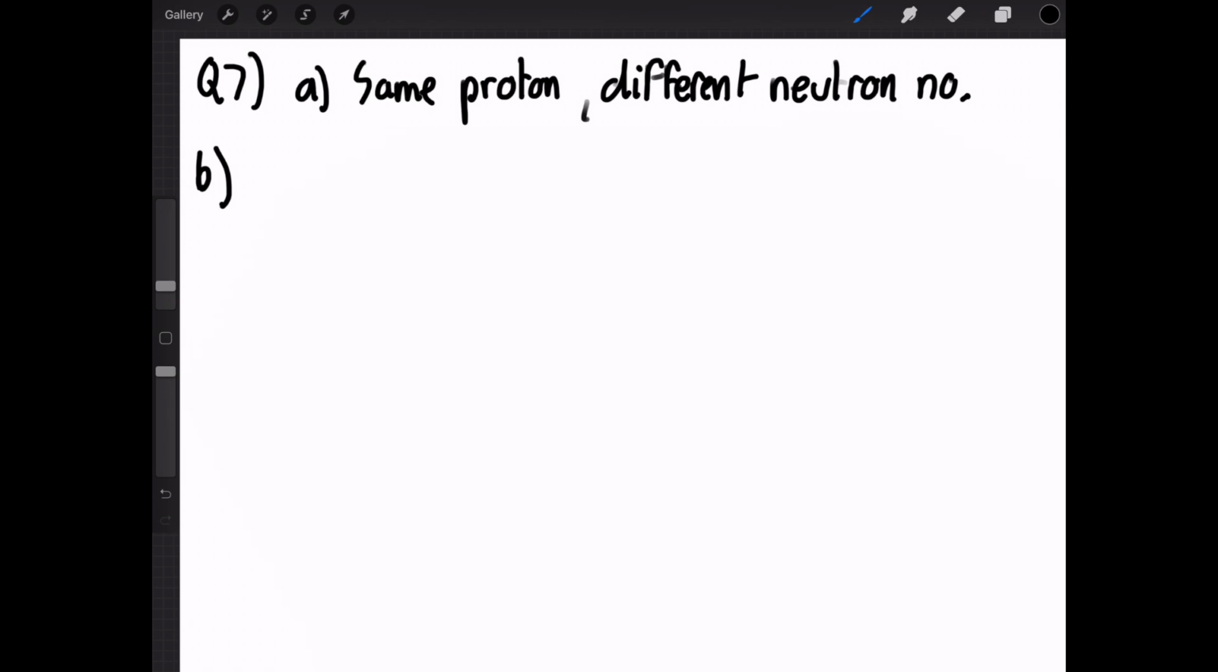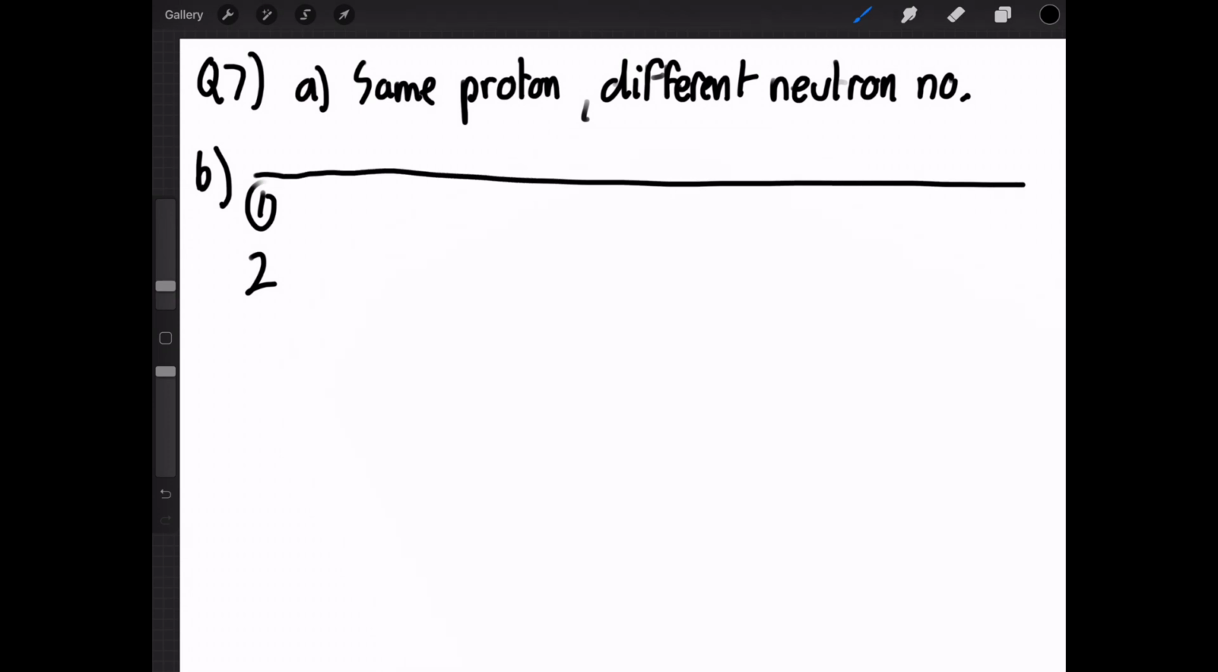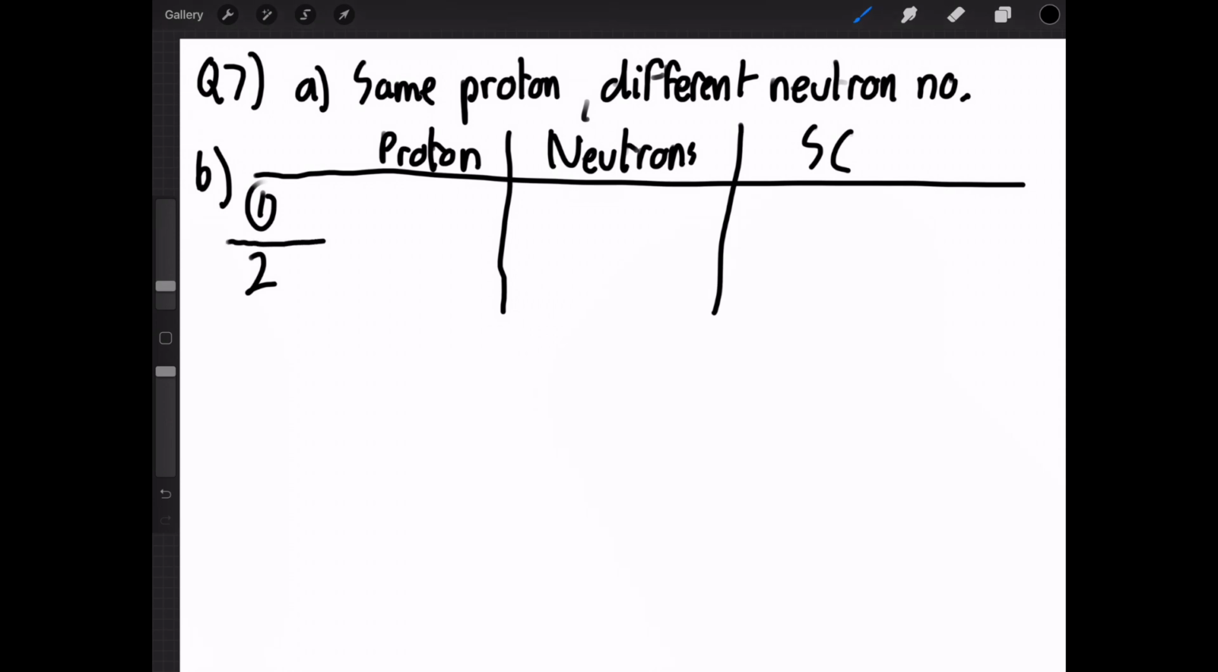So we've got two isotopes, 1 and 2. I'll try and draw this out. So we've got protons, number of protons, we've got neutrons, and we've got the specific charge of the nucleus. Right. Won't be that neat, but you should be able to see it. And we've got some numbers.